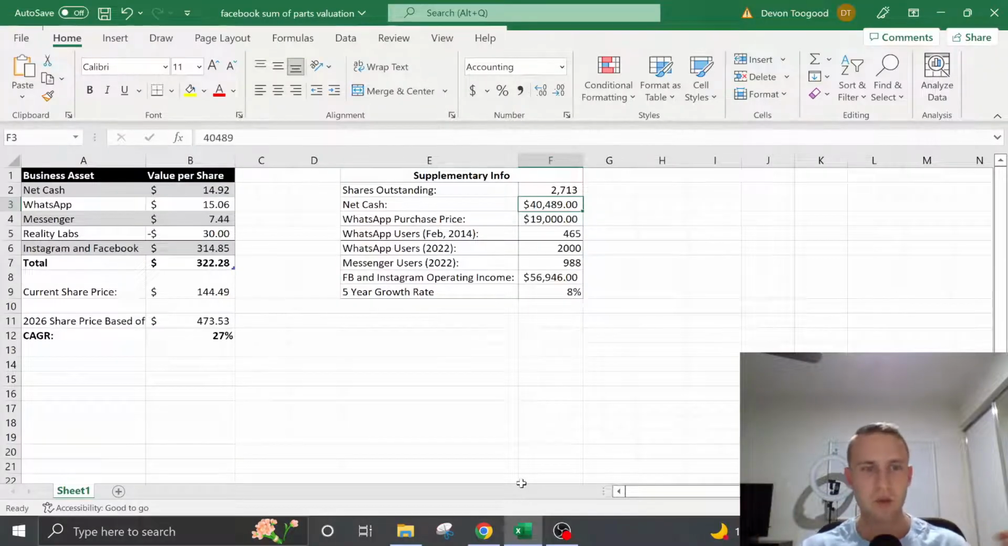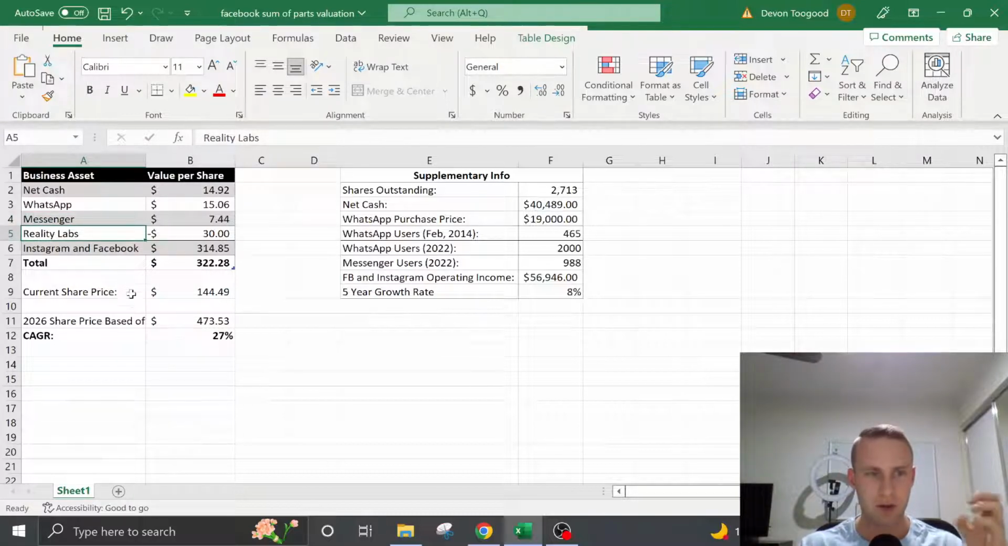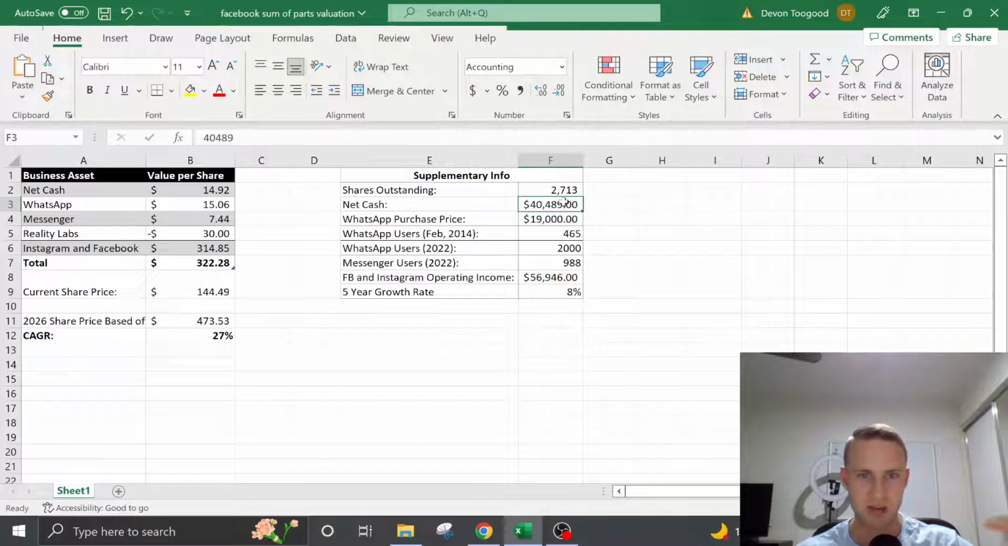What you're looking at here is my sum of the parts valuation. I've broken the business down into its five main assets: cash, WhatsApp, Messenger, Reality Labs, and then Instagram and Facebook, which is the real cash cow of the business, their advertising business. Net cash was pretty easy to calculate per share. All I had to do was take the net cash, which is the cash and cash equivalents on the balance sheet minus the long-term debt. Meta has no long-term debt, so I just took the cash and divided it by the shares outstanding.